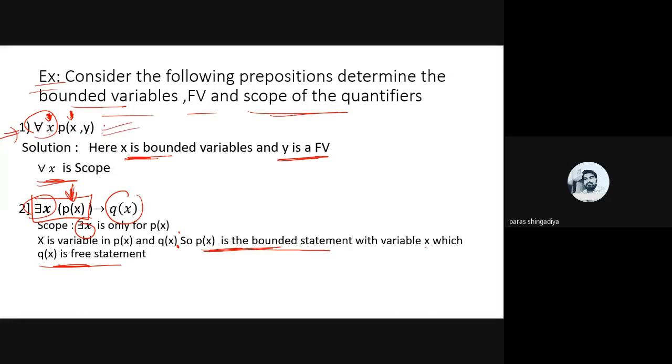We check the bounded variable, check the free variable and check the scope. So for any given form, if it includes every x, P of x, as a third example, conditionally to the Q of x, it is also similar. Every x, P of x is the scope, and every x applies to the P of x first, and after that we use this answer for the conditional Q of x. So P of x will be the bounded statement and Q of x will be the free statement, and every x, P of x will be the scope for this type of question.